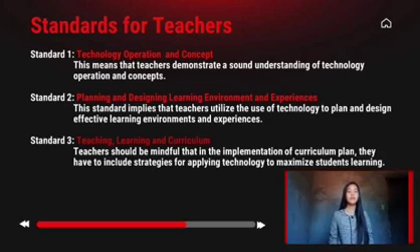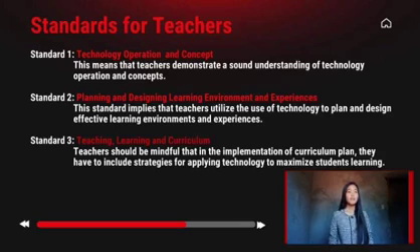First standard is technology operations and concepts. This is to show the teachers the understanding of technology operations and the concepts of sounds. It is where teachers teach and give learners the ideas and knowledge with regards to sounds of technology and its concept.